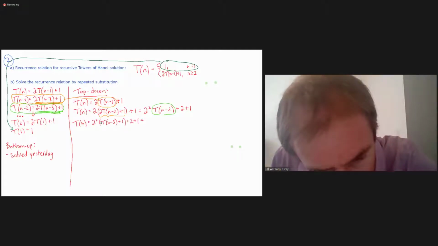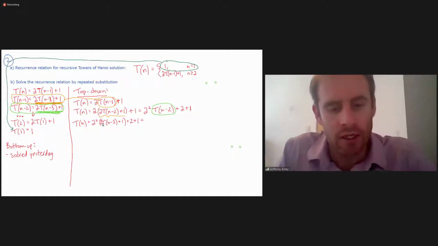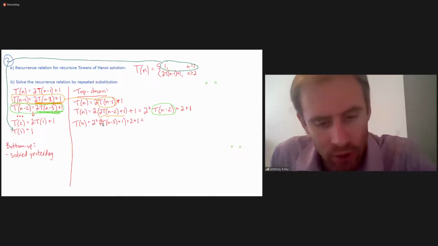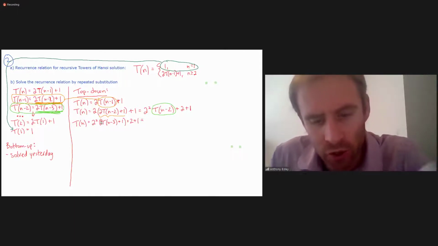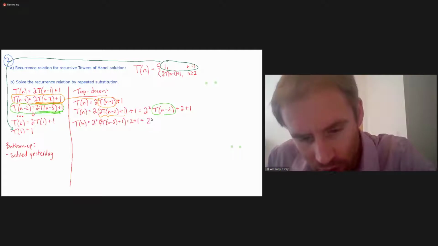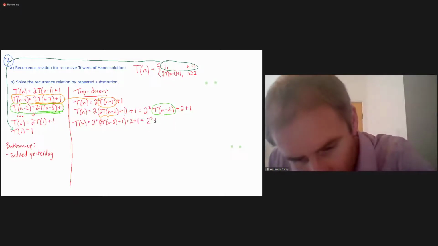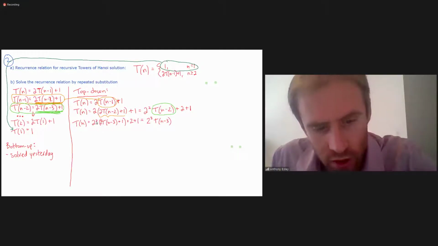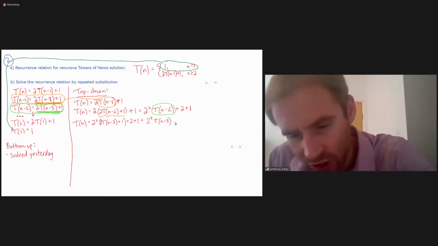Oh, yeah, I forgot the 2 here. Sorry, I just didn't do that substitution correctly. So now, again, I can rewrite this as I've now got another power of 2 here. So this is going to be 2 to the power of 3 times t of n minus 3. And then again, we're multiplying 2 to the power of 2 plus 1, which is 4 times 1, which is going to be plus 4 plus 2 plus 1.